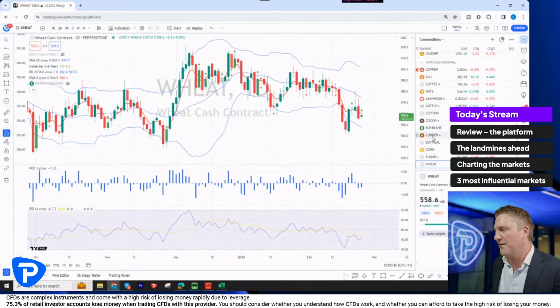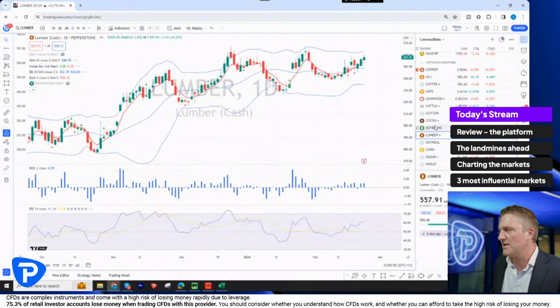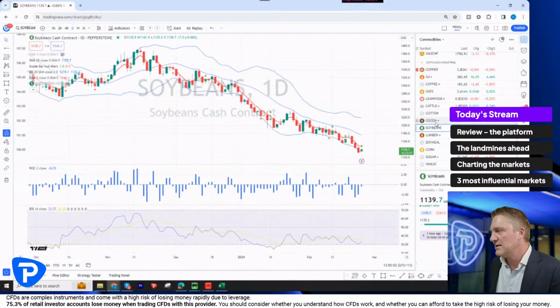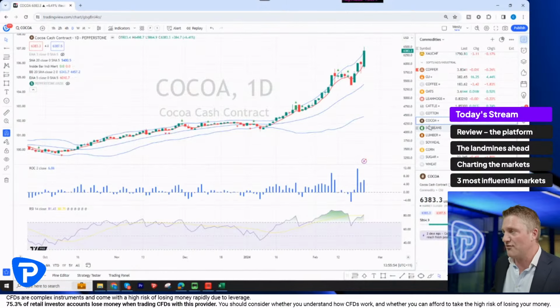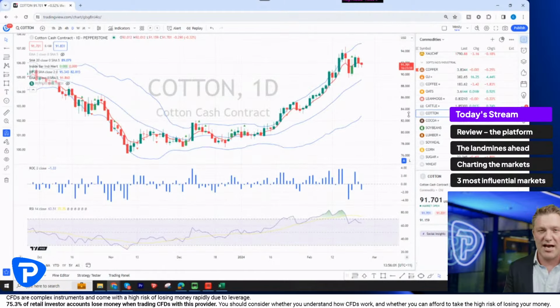Wheat, nothing really going on there, but you can see bear trend in soy meal. What's happening in lumber? That's okay. Soybeans is down. Cocoa's had a big move to the upside recently. I like this one higher, further higher from here, buying pullbacks. Let's have a look at cotton. There are some really interesting moves happening in the softs and the ags.